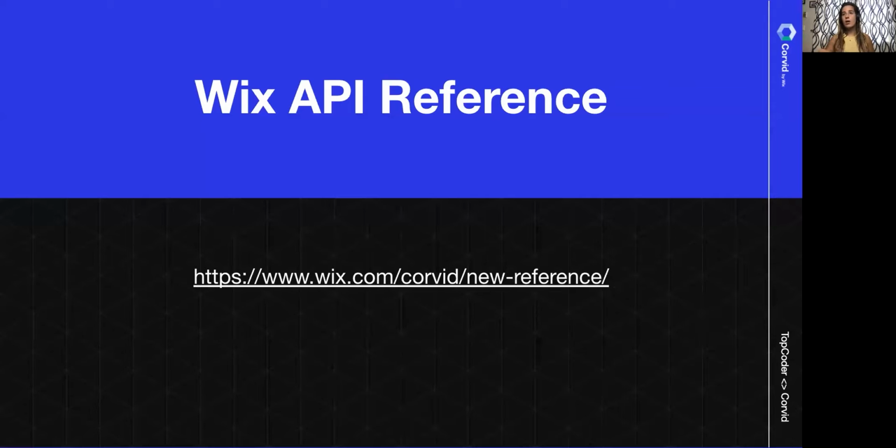If you want to check out all of the APIs that are available, we do have an API reference guide, which I have linked here. So it's just wix.com/corvid/new reference because they just updated the reference guides.